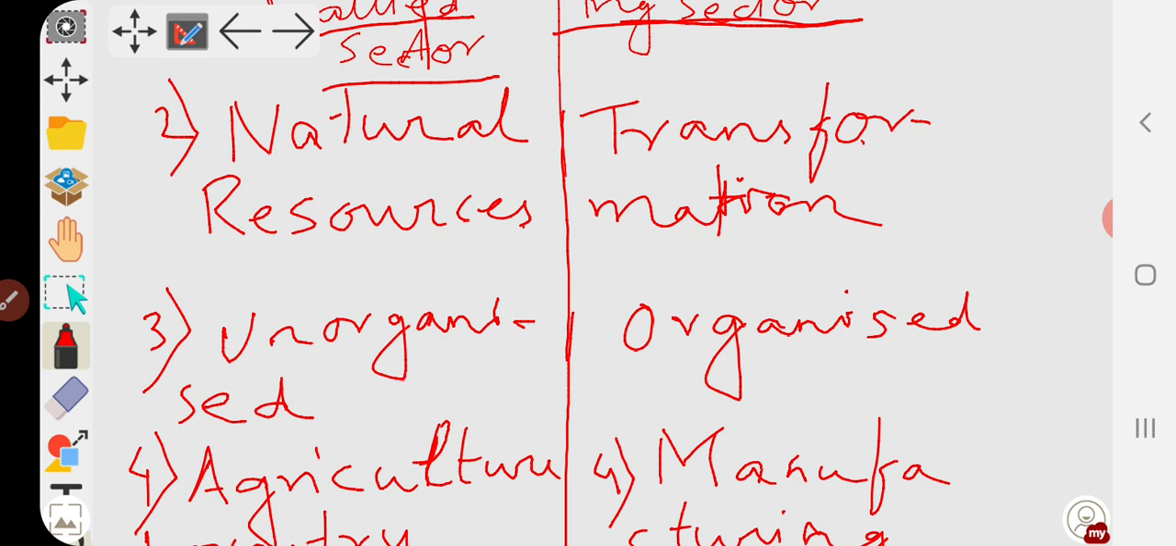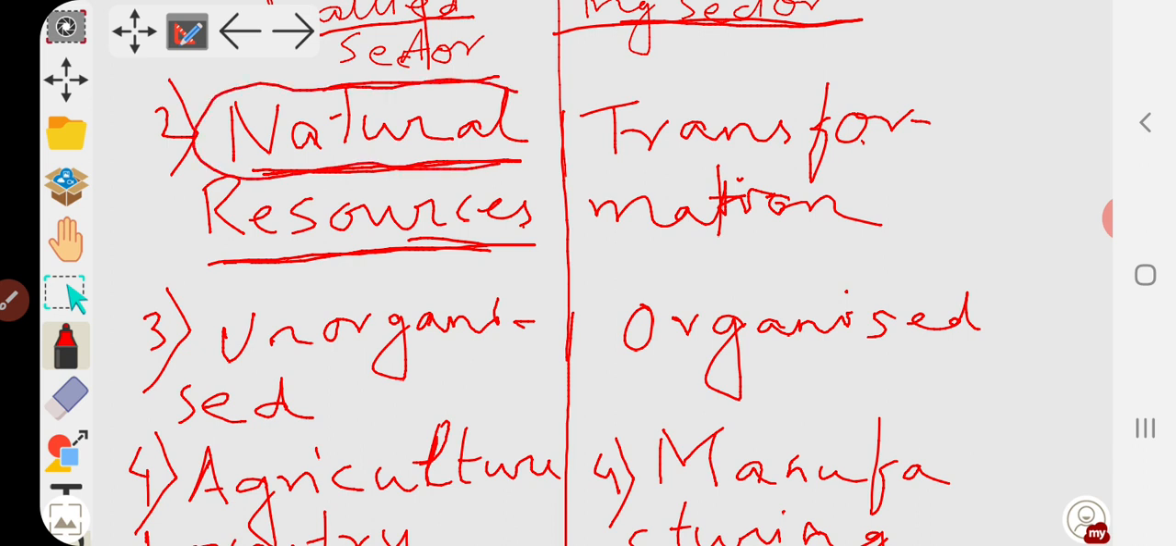Now the second difference is, the primary sector produces goods and services by exploiting what? Natural resource. Cotton is a natural resource, so we are exploiting it with the help of the method of agriculture. And the secondary sector transforms one good into another by creating more utility from it. So that natural resource is transformed into more utility products. From cotton we got yarn as the first utility product, and the second utility product we got fabric.